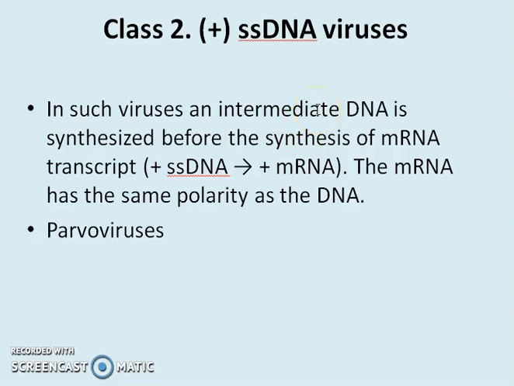So once again I will explain, that is a plus-stranded single-stranded DNA. This plus-stranded single-stranded DNA is converted into an intermediate DNA, which produces the mRNA. And this mRNA has the same polarity as that of the DNA because there occurs an intermediate. An example is parvoviruses.